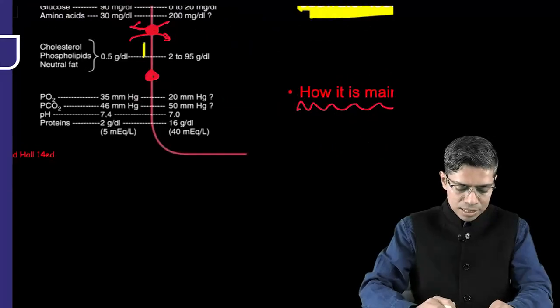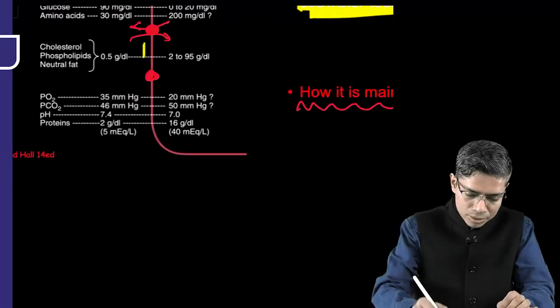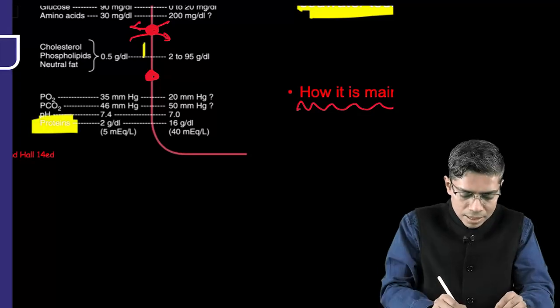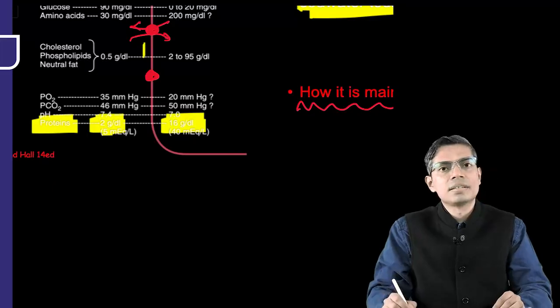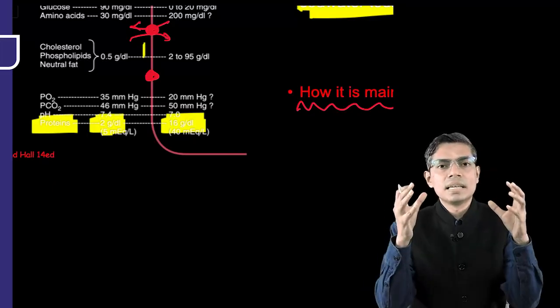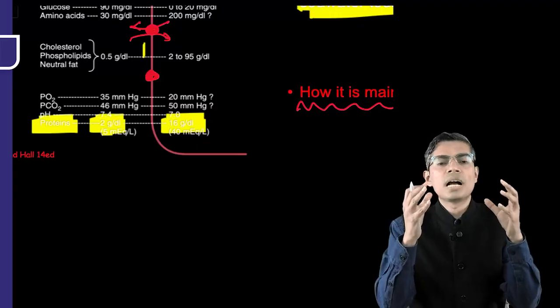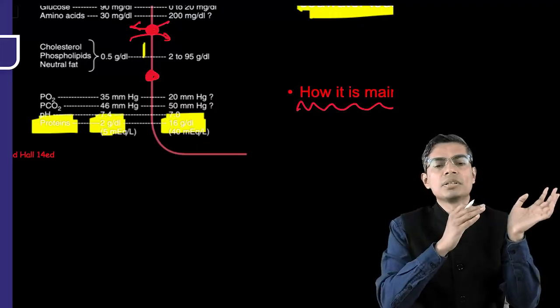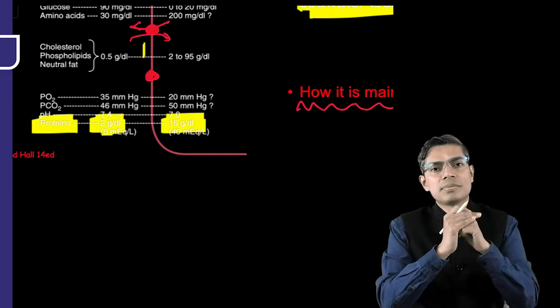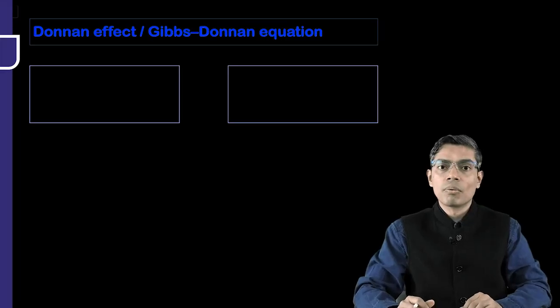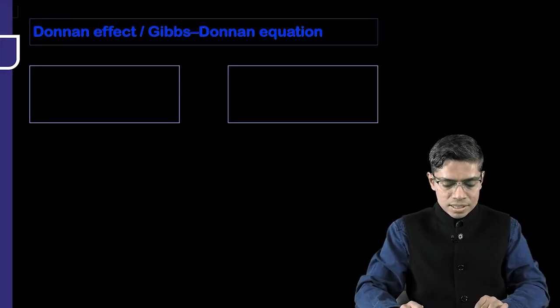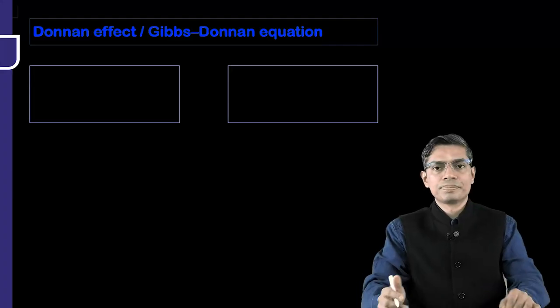If you look at the concentration of protein in the ECF, it is very low, while in the ICF it is very high. So I can imagine that the intracellular fluid contains a huge amount of protein in comparison to the extracellular fluid. So how does this protein give the Donnan effect, or what is this Donnan effect? To understand this, look at this diagram.